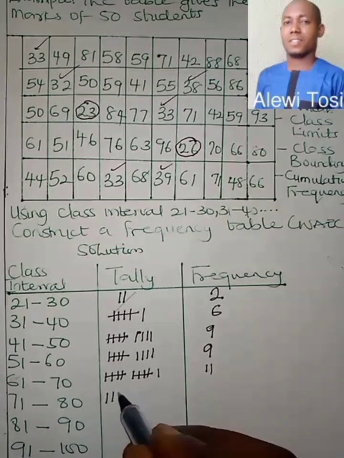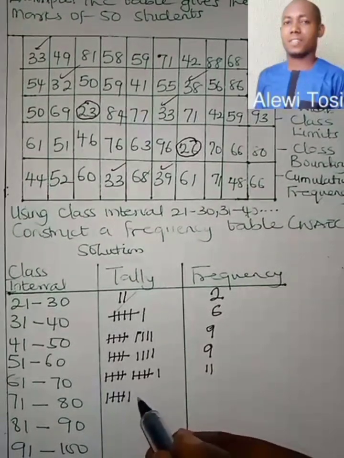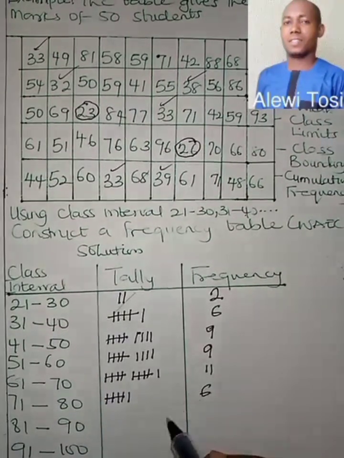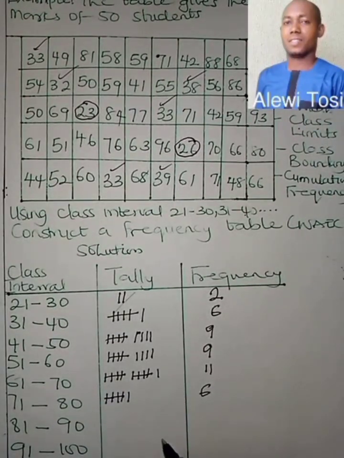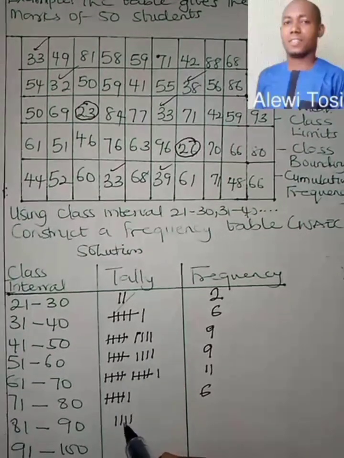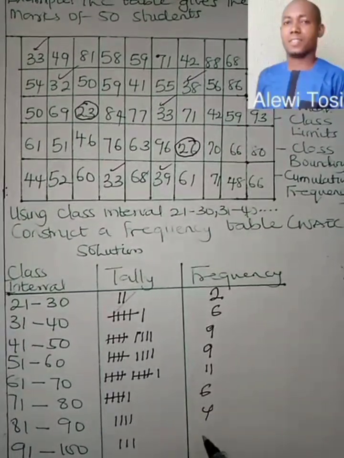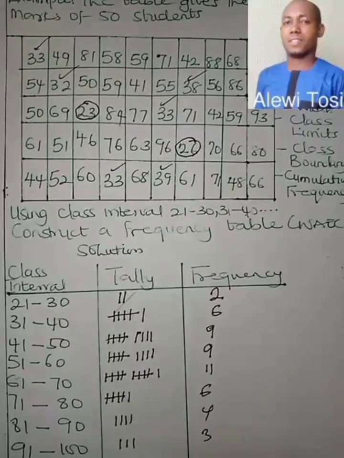Trace this one: 1, 2, 3, 4, 5. That's 5, sorry. Then this is 6. This one, you have 6 there. Why this you have 4, and this you have 3. So that's how you go about that.